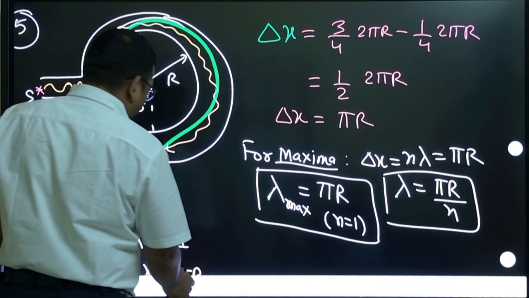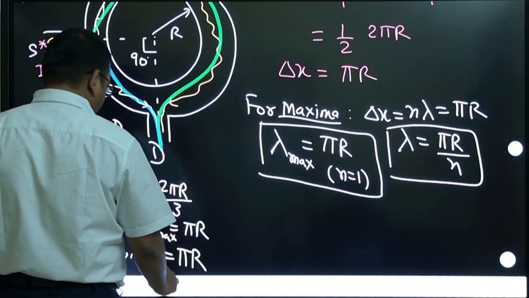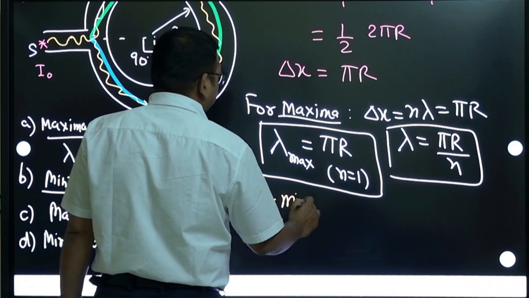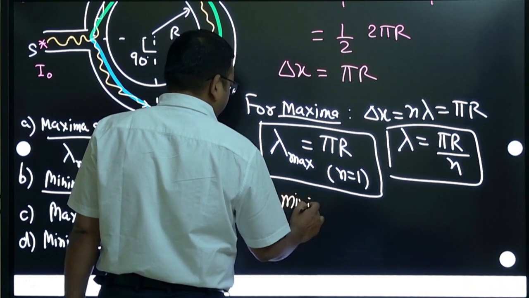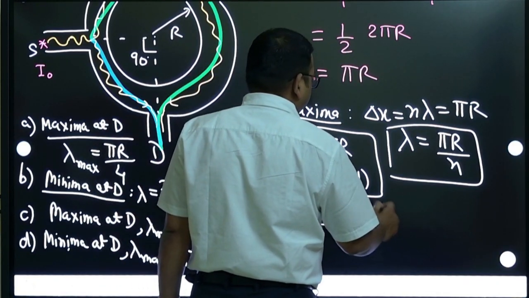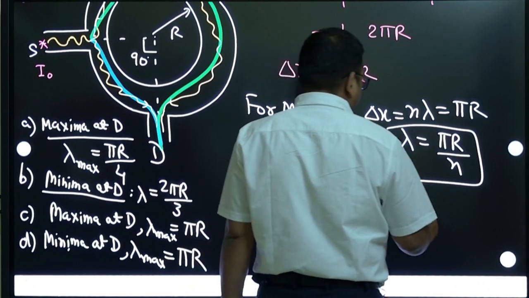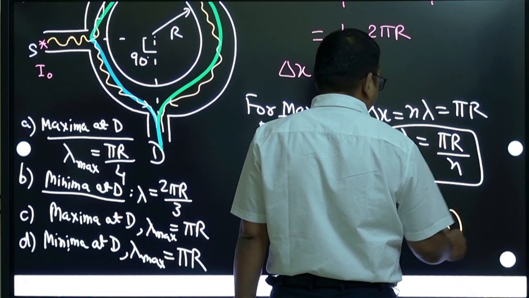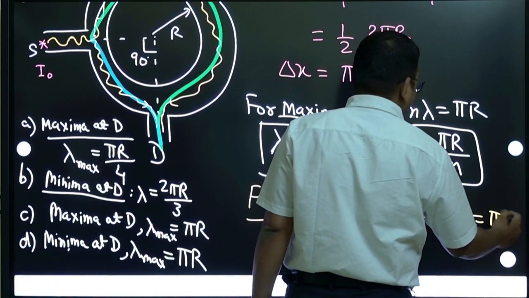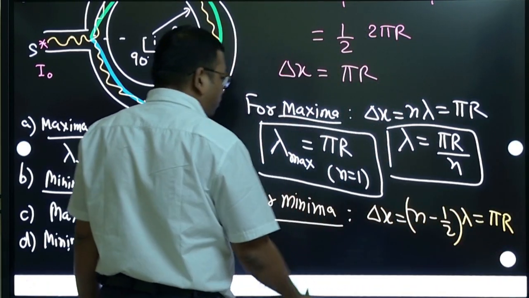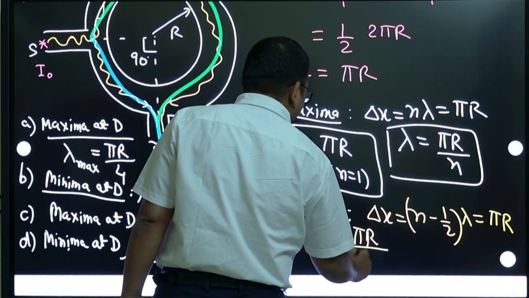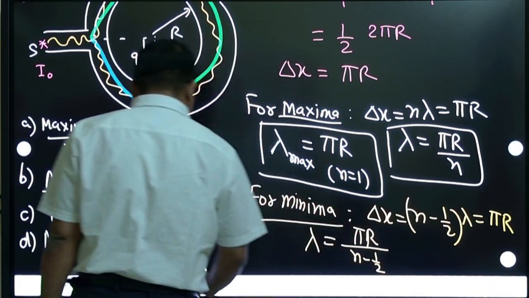And similarly for the minimum condition you apply. For minima you write, path difference must be how much? (n minus half) lambda, and this must be pi r. So from here lambda will be pi r divided by (n minus half). Okay.